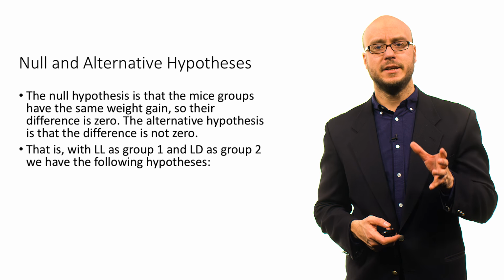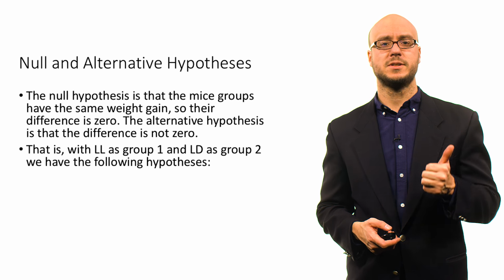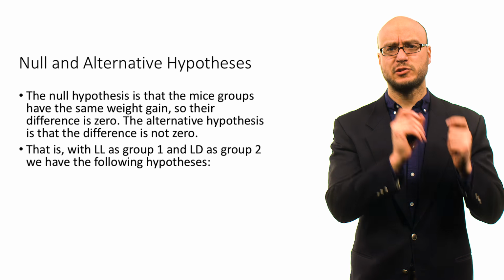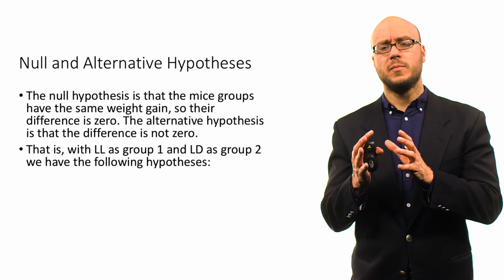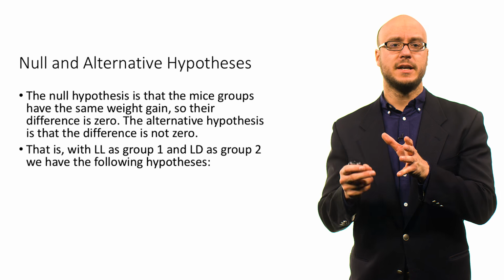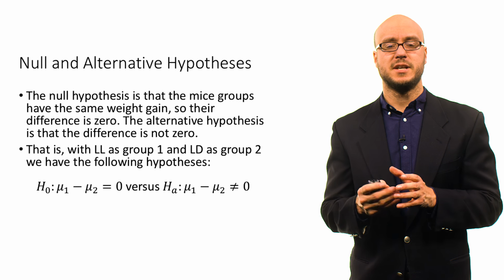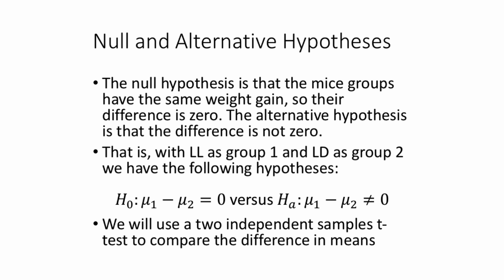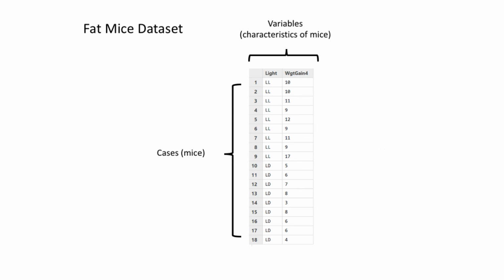So we will use the group of mice exposed to light during the day and light at night as group 1, and the other group of mice, exposed to light during the day and dark at night, as group 2. We're going to express these hypotheses as the null that mu1 minus mu2 equals 0, versus the alternative that mu1 minus mu2 does not equal 0. And we're going to use the independent samples t-test to compare the difference in means.